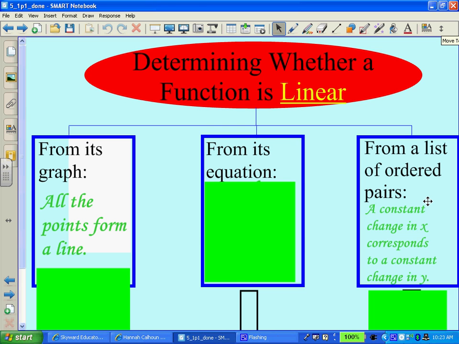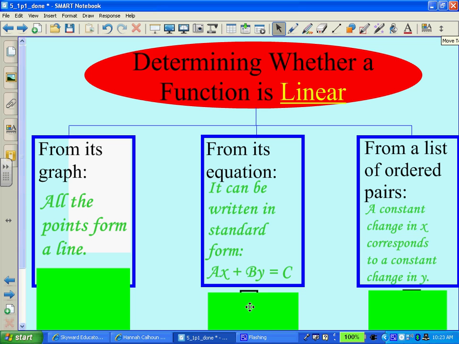Alright, here we go with 5-1 part 2. If you'll remember, in the last video we talked about how we know if a function is linear from its graph and from a list of ordered pairs. And in this video we're going to talk about how we know if it's linear from its equation.